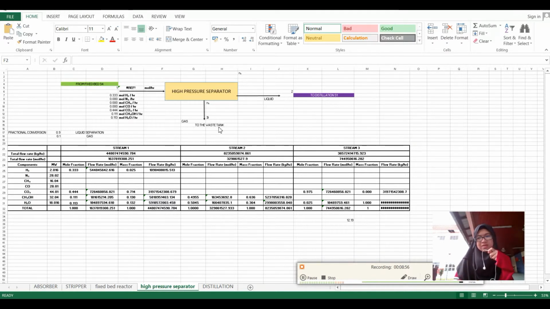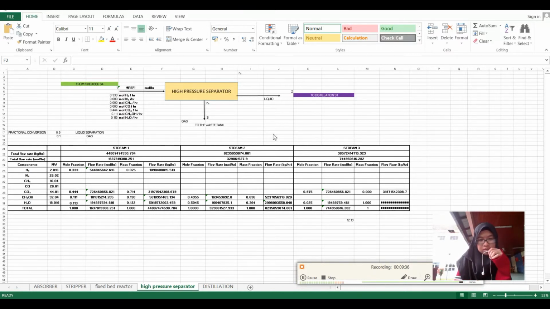Or in the future we will sell the product maybe. So in the liquid phase is only CH3OH and H2O. In the waste tank we provide CO2 and H2. So next, for the high pressure separator we use 1300 psi, and the temperature is 300 degrees Fahrenheit.